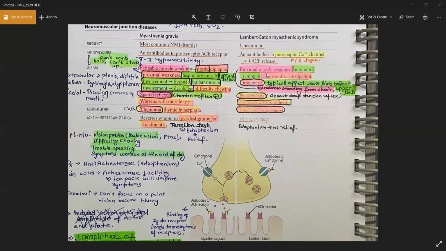But the condition which worsens with the use, that means it is myasthenia gravis, and myasthenia gravis does not have any muscarinic symptoms, right? Is that okay? Please respond. Should I repeat it again? That's okay.